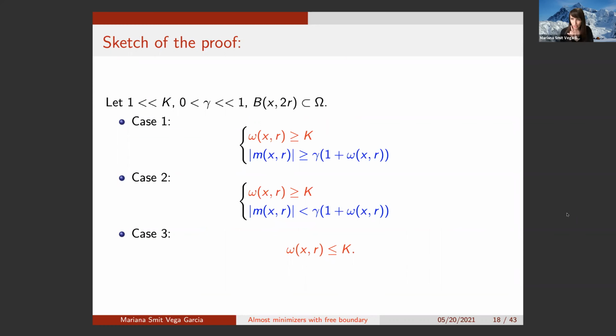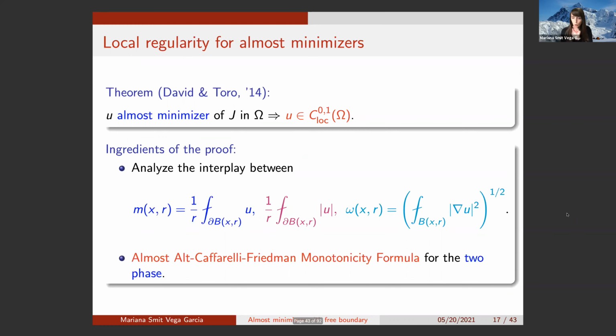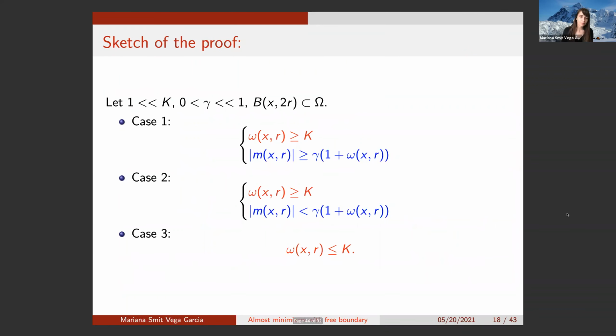So here, let me remind you, let me go back here for a second. Omega, that's the last quantity, that's our friend, that's the one I really want to estimate. M is the average of u on spheres, and then there is this other quantity, which is the average of absolute value. So the important setting, what we need to be careful about, is the relationship between omega, the one I want, and m. You have to separate it into cases depending on which one is large and which one is small.